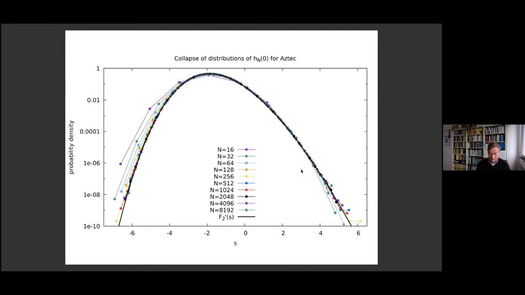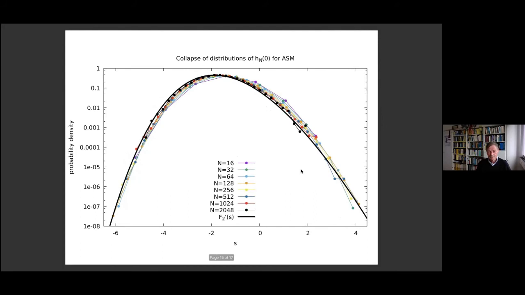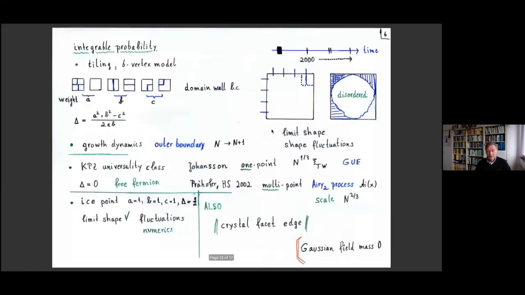But if you go to the ice point, it's now more complicated, and then you have to use different simulation techniques. So the size is limited, but over the available size, it's the same picture. On that basis, you're absolutely convinced that when you look at these shape fluctuations for these types of models, not only at the free fermion point, but at any different delta, we will see the Tracy-Widom distribution.